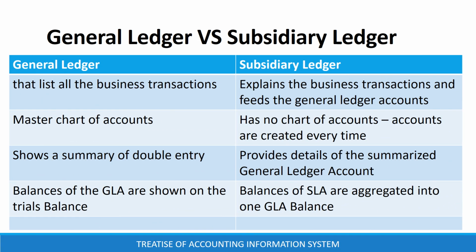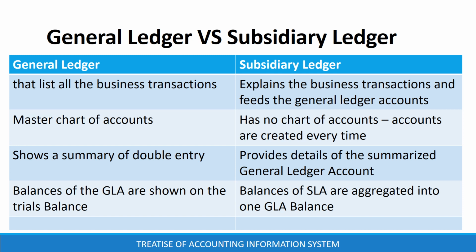The difference between a general ledger and a subsidiary ledger is that a general ledger lists all business transactions, while a subsidiary ledger explains the business transactions and fits a specific general ledger account. A general ledger has a master chart of accounts, while a subsidiary ledger has no master list of accounts since the accounts are created and added every time.